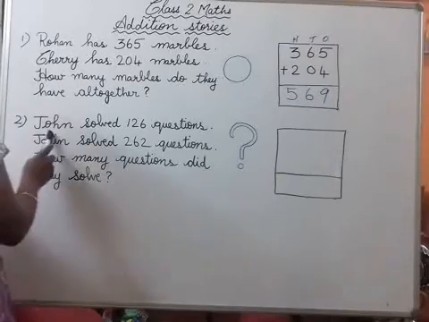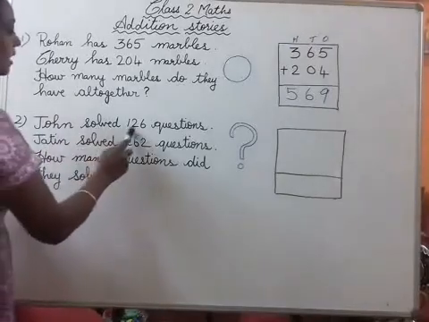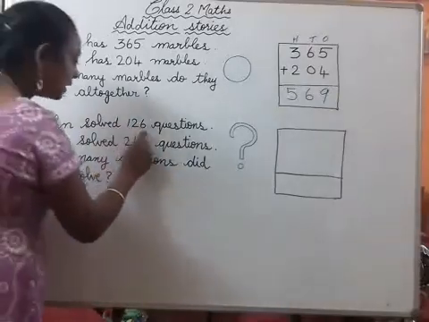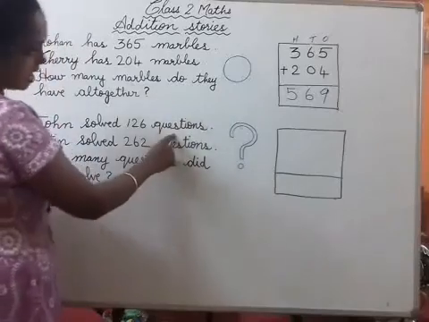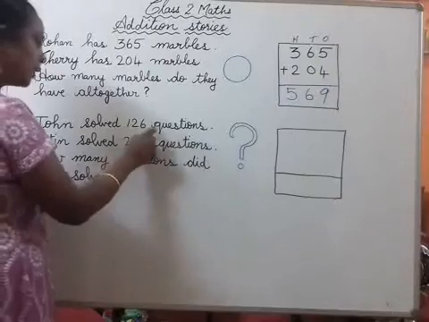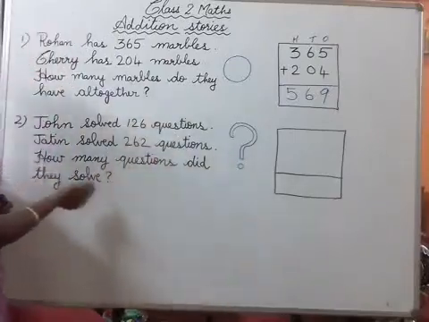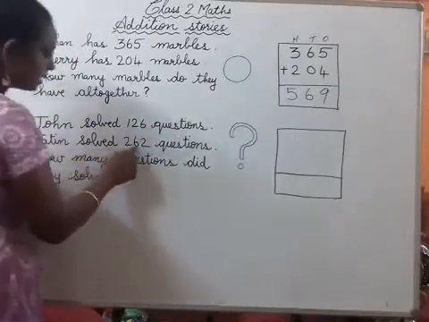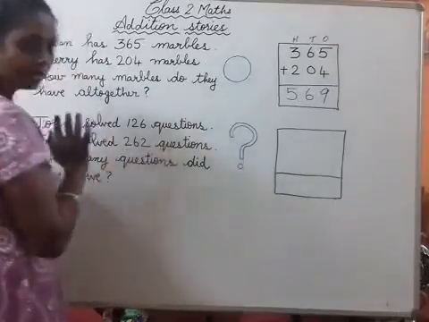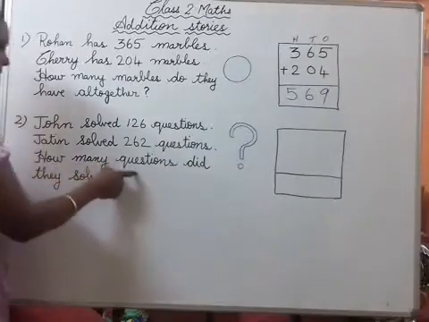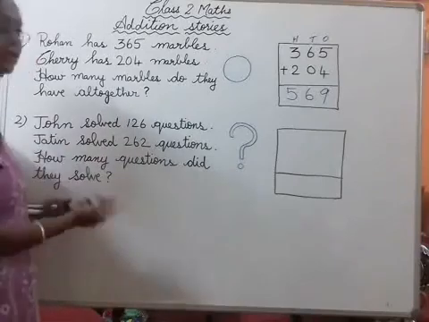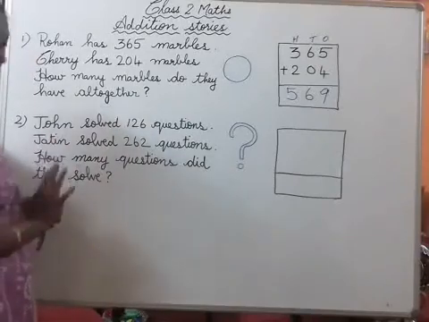John solved 126 questions. John ने 126 questions solve किया है. उसको 126 questions दिया है और 126 questions solve कर लिया. जतिन solved 262 questions. जतिन ने 262 questions solve कर लिया. How many questions did they solve? दोनों मिलके कितनी questions solve किया है? We have to find that only.